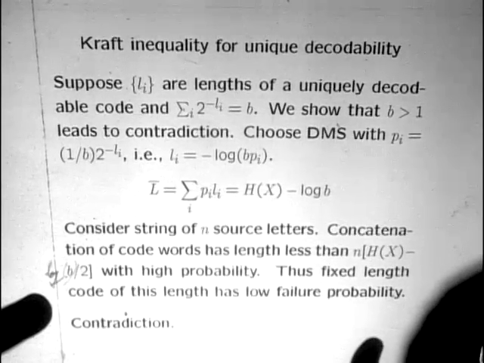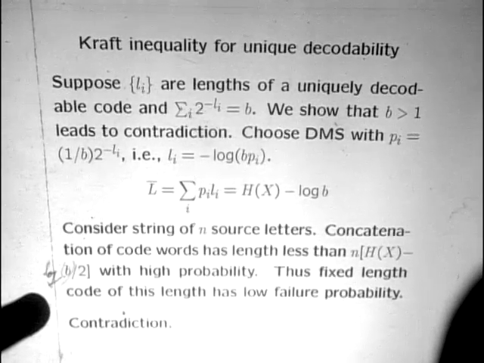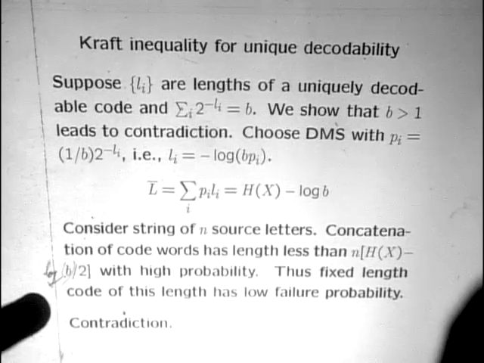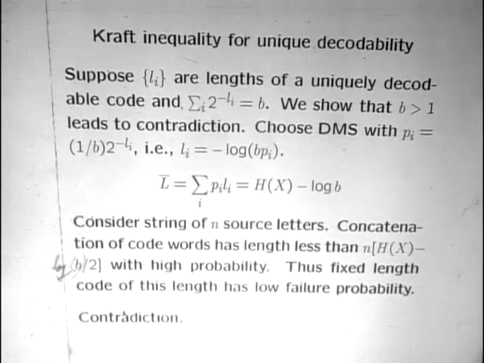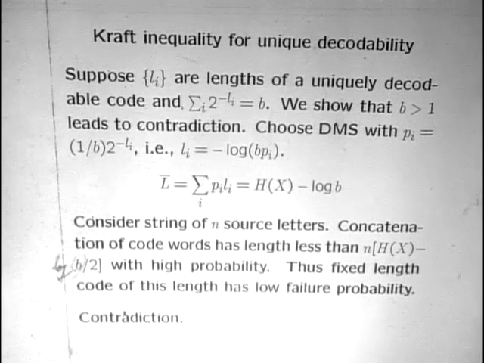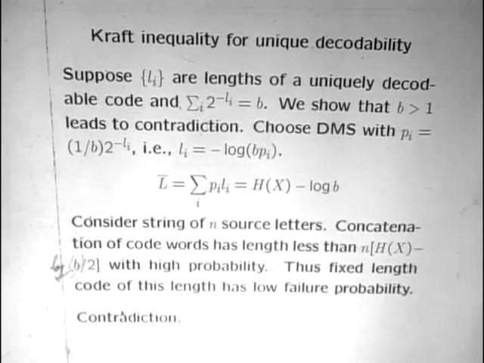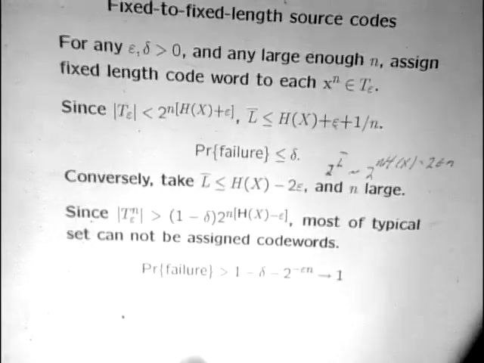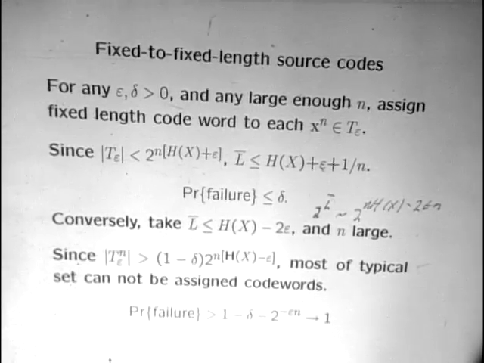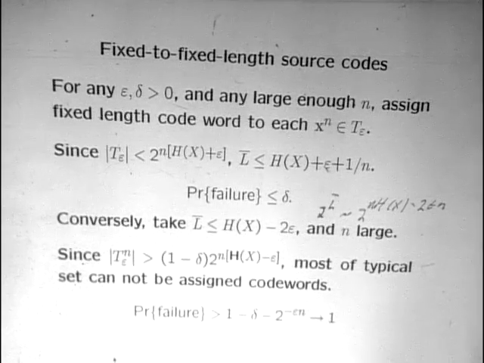And therefore what this says is I can, using this remarkable code with unique decodability and generating very long strings from it, I can generate a fixed length code which has a low failure probability. And I just showed you on the last slide that I can't do that. The probability of failure with such a code has to be essentially 1. So that's a contradiction that says you can't have these uniquely decodable codes.